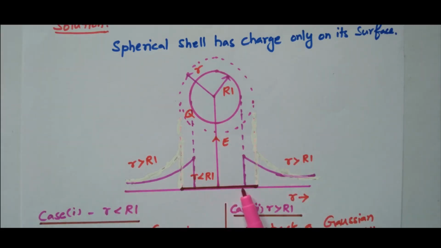Similarly, this side also. So from this diagram, it is clear. Inside, the electric field intensity is 0. On the surface, it is maximum. Thereafter, when distance increases, the electric field will decrease on both the sides. So we can easily identify the variation of electric field intensity: inside the surface 0, on the surface maximum, thereafter decreases on both the sides.